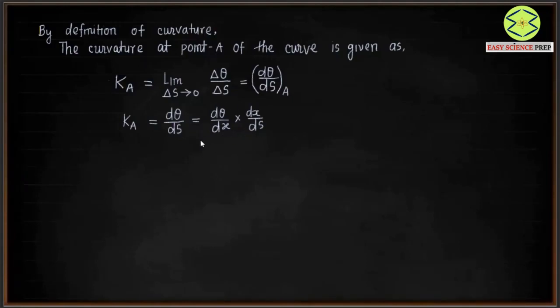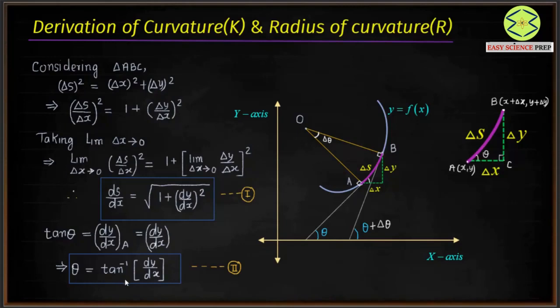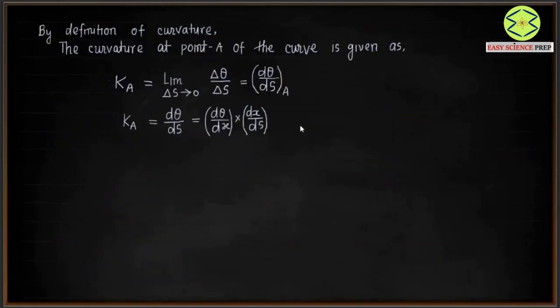We have used the property of differentiation, so we can easily find d theta by dx in one part and dx by ds in another part. You can see here we have already calculated the value of theta as tan inverse of dy by dx. This dy by dx refers to the slope at point A. So let me substitute here. I'll be getting d by dx of, instead of theta, tan inverse of dy over dx, which is the slope of tangent at point A.